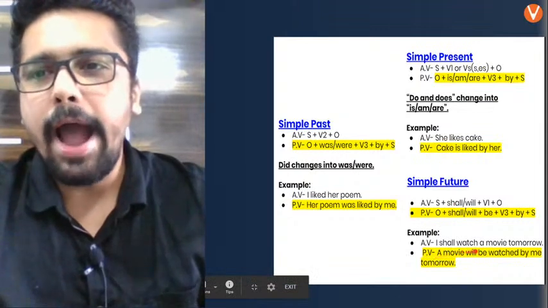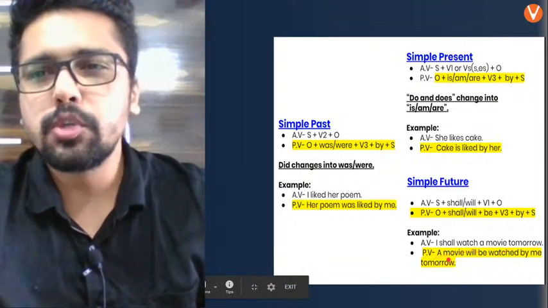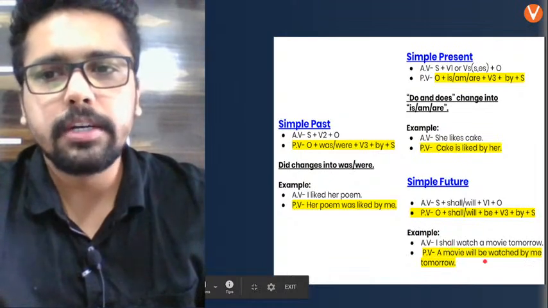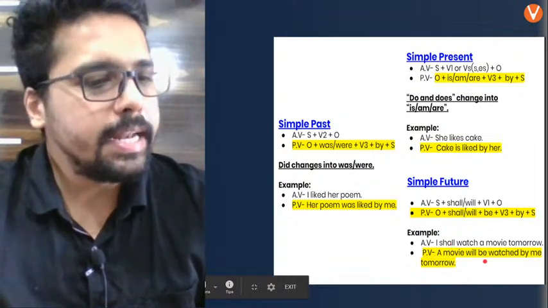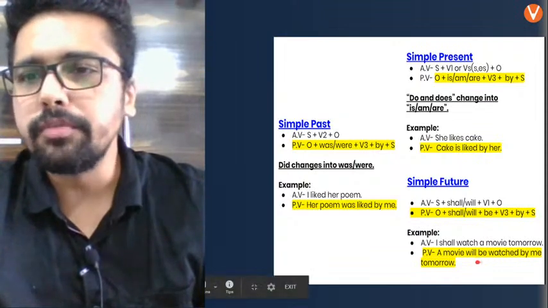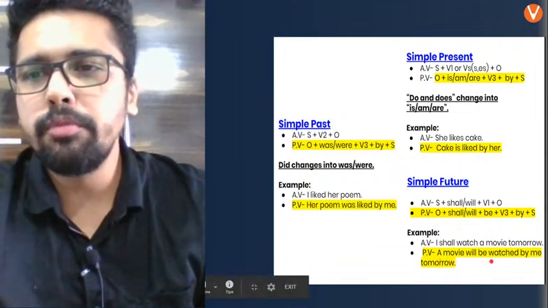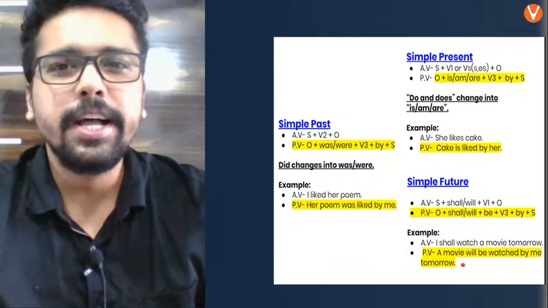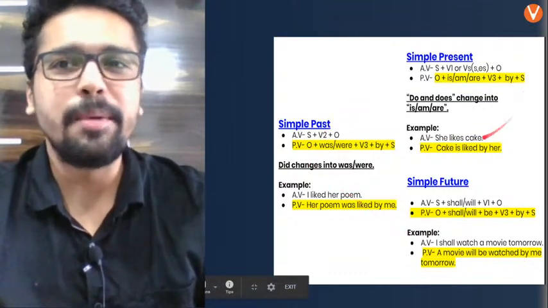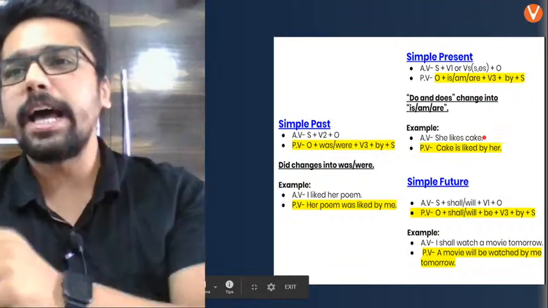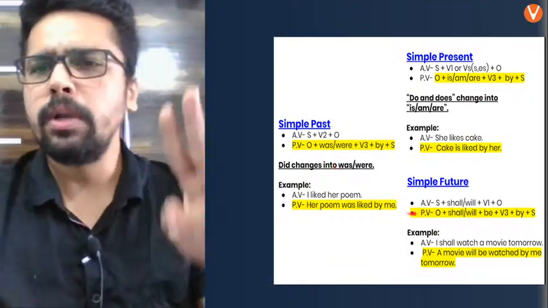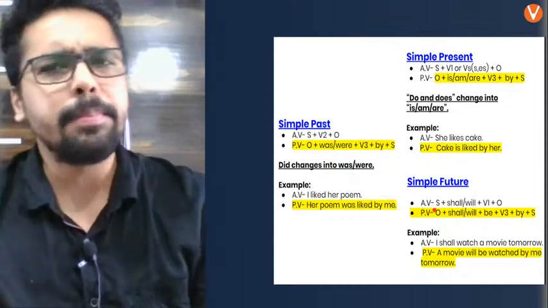So look at this here. I shall watch a movie tomorrow. So a movie will be watched by me. Even if you write shall be, it is still okay. A movie will be watched by me, or a movie shall be watched by me tomorrow. So these are the first three lines of the song. Present tense in active, am, is, are in passive. Past tense in active, was, were in passive. Will, shall in active, will be, shall be in passive.